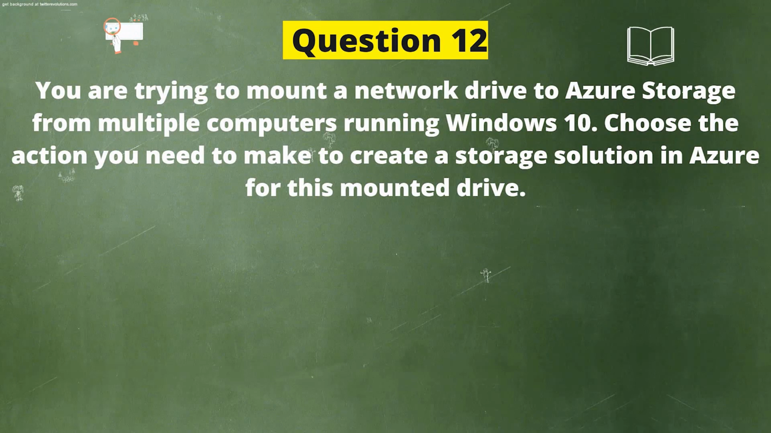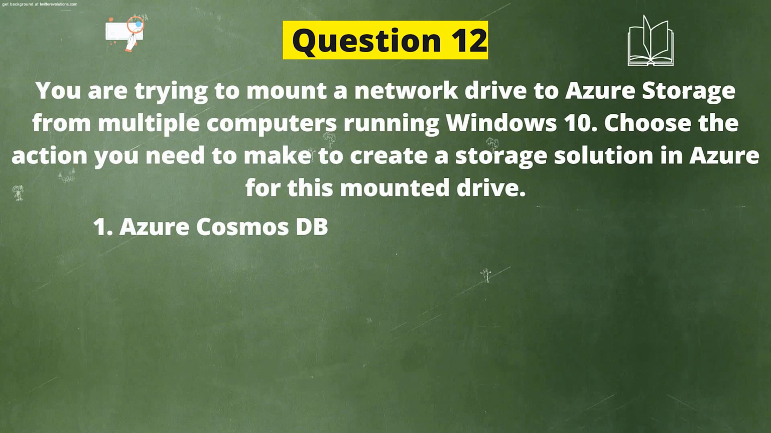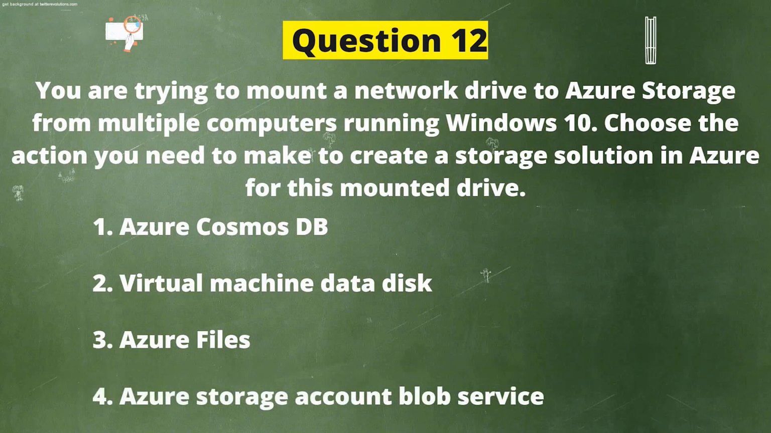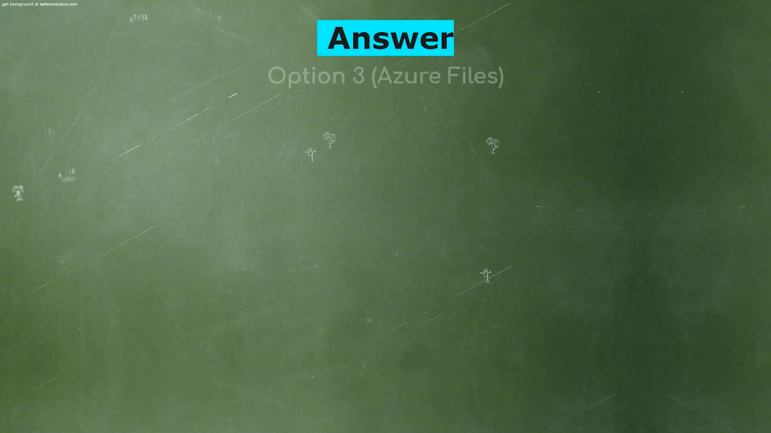Next question. You are trying to mount a network drive to Azure storage from multiple computers running Windows 10. Choose the action you need to make to create a storage solution in Azure for this mounted drive. And the options are 1. Azure Cosmos DB 2. Virtual Machine Data Disk 3. Azure Files 4. Azure Storage Account Blob Service. And the correct answer is option 3.